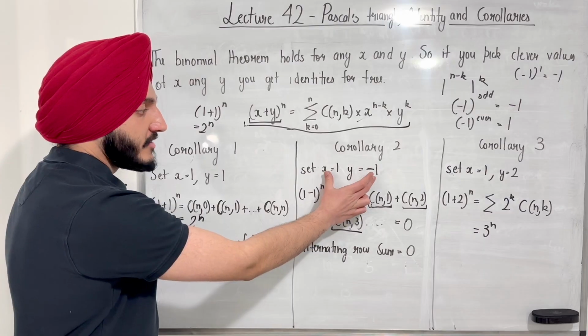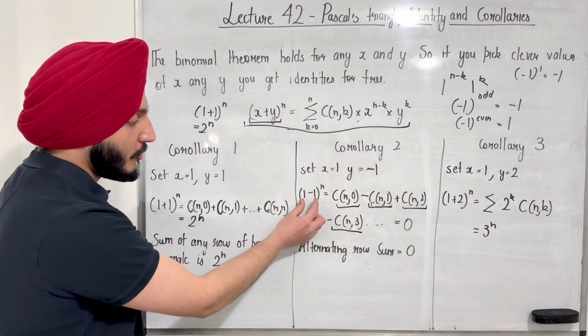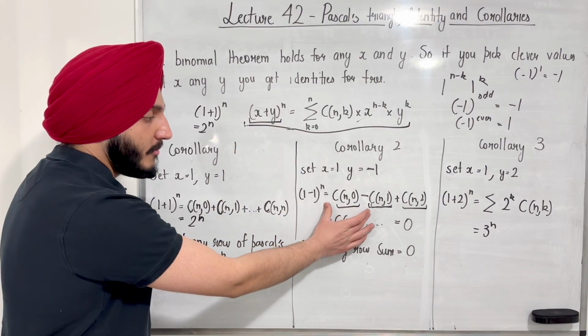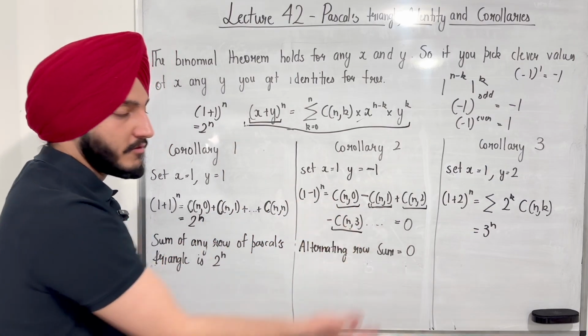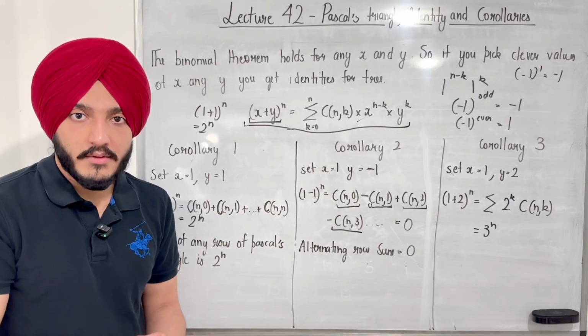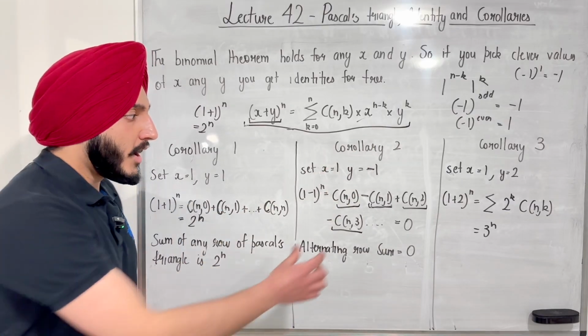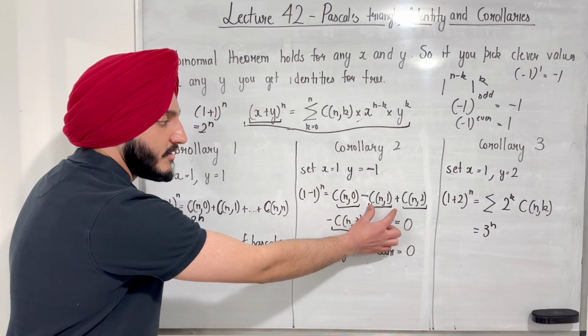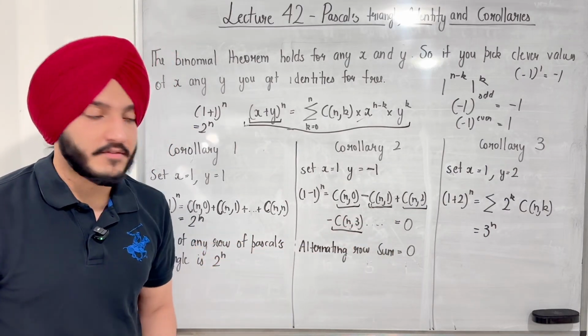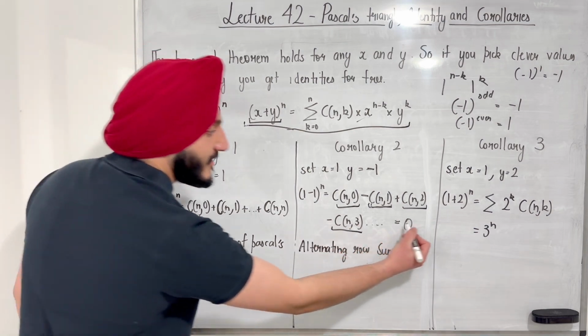In corollary 2, we are setting x to 1 and y to minus 1. So if you do 1 minus 1 to the power of n, on the left hand side, that will be equal to the sum of all the coefficients. Why? Because we don't have the x and y, since x is 1 and y is minus 1. But since y is minus 1, wherever the value of k is an odd number, it is alternating. It's changing to a negative sign. And if you sum it all up, it results in a 0.